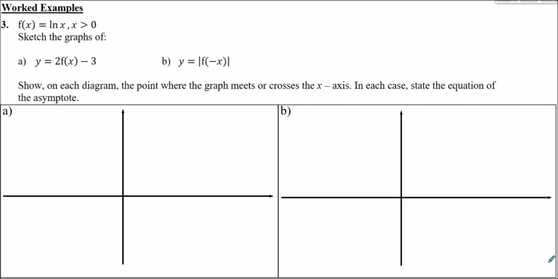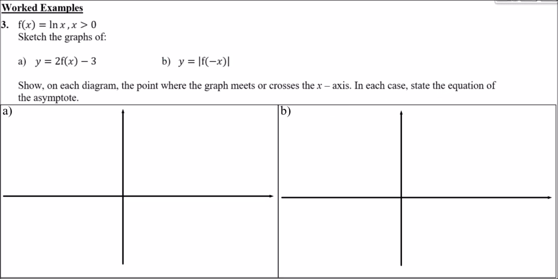Worked example 3. This time f of x is defined as ln x, where x is greater than 0. First of all, we need to sketch a graph of y equals 2f(x) minus 3, and then finally b, y equals the mod of f of minus x. On each diagram, we're going to need to show where the graph meets or crosses the x-axis, and in each case, state the equation of the asymptote.